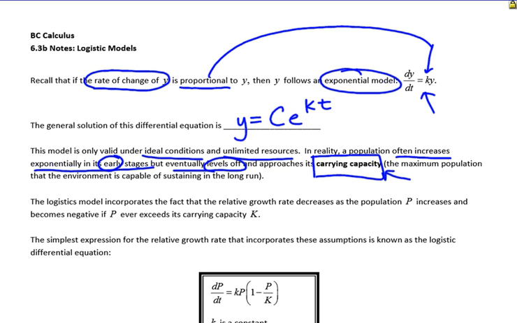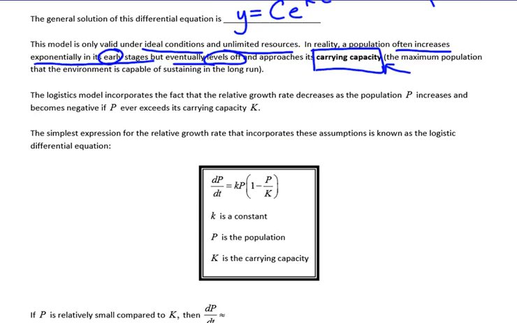So instead of this exponential model, because that doesn't properly show what real population growth would look like, we have a logistic model, which incorporates the fact that the relative growth rate decreases as the population increases and becomes negative if P ever exceeds its carrying capacity. That is, if I put 10 rabbits in a really, really small cage and don't feed them enough, you can imagine what would start to happen.